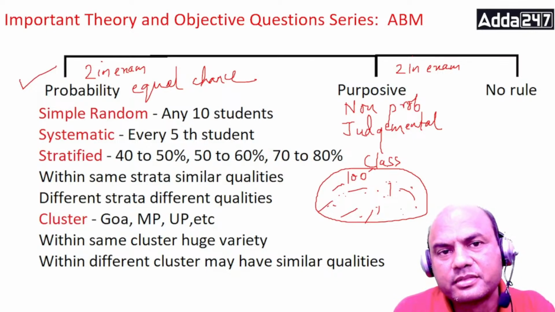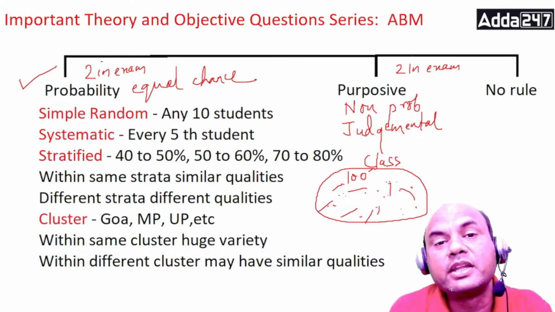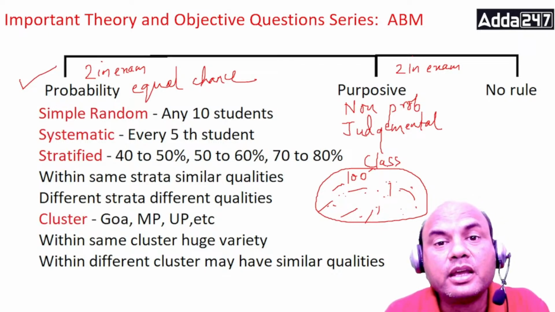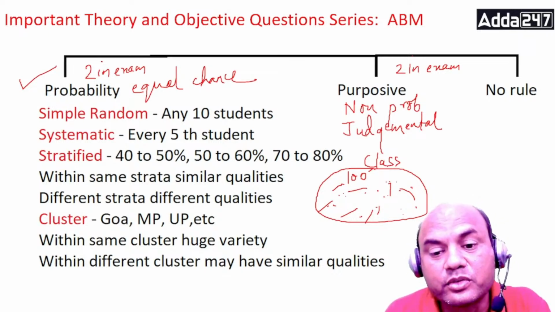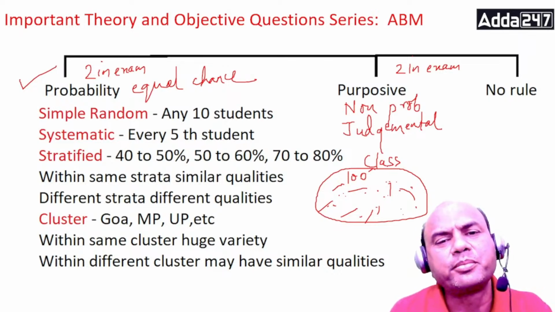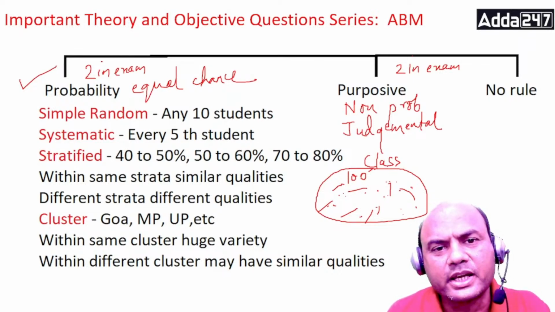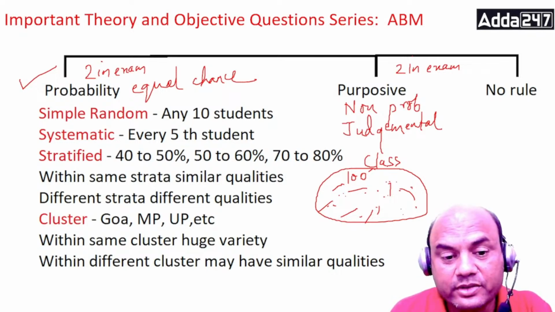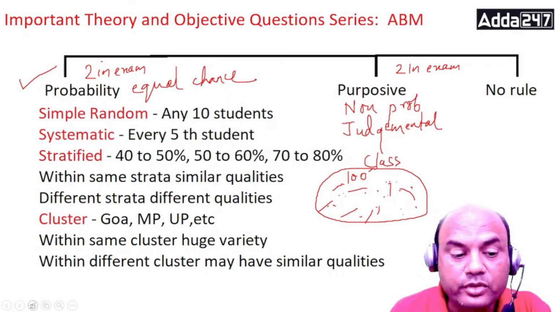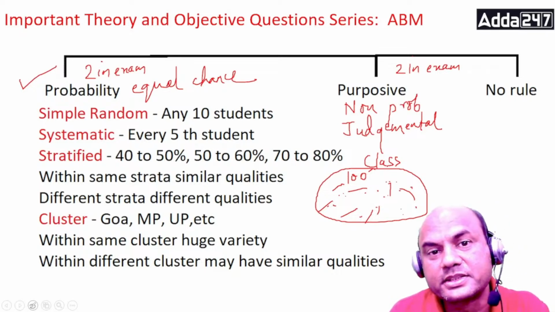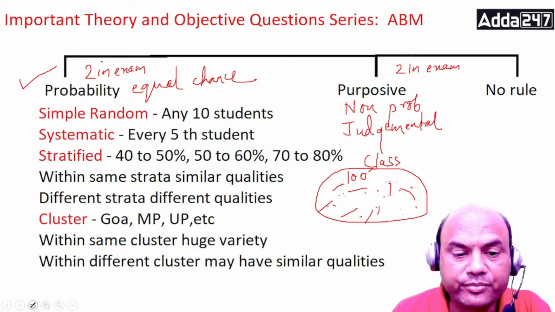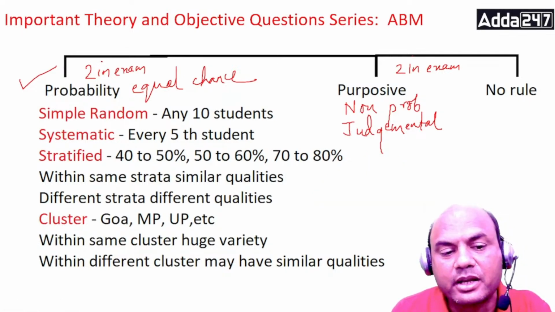It means I've given equal chance to everyone, isn't it? So that is known as simple random sampling. This is one of the best samplings. Close the eyes and find any 10 students, so equal chance is given to everyone. This is the best sampling available in any sampling data. Okay, second one, what is systematic?